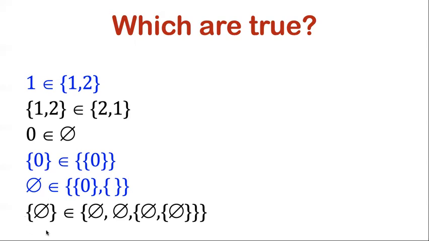This one is not true because the empty set is an element of this big set over here, but the thing on the left is the set containing the empty set, and that is not over here. See, what's over here is the empty set, and then also the empty set, so that's just repetition. That's really the same thing. And then another element of this set is the set containing the empty set and a set containing the empty set.